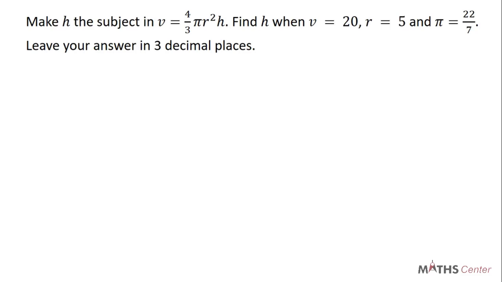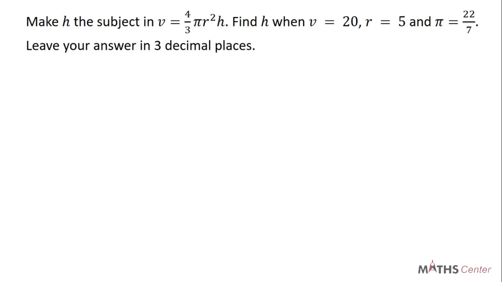So let's take the first one. Make h the subject in v is equal to 4 over 3 pi r squared h. Find h when v is equal to 20, r is equal to 5, and pi is equal to 22 over 7. Leave your answer in 3 decimal places. So let's take the question one after the other and solve it.